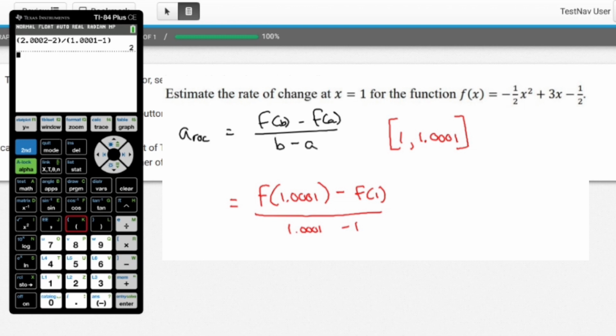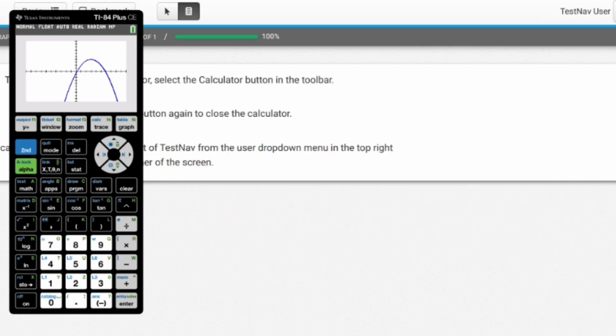So again, if we were to look at this graph, we can kind of see that at 1, if I were to draw a line there, it might have a slope of 2. Maybe. I don't know. Use your imagination. But that's what we're going to get to. Done.